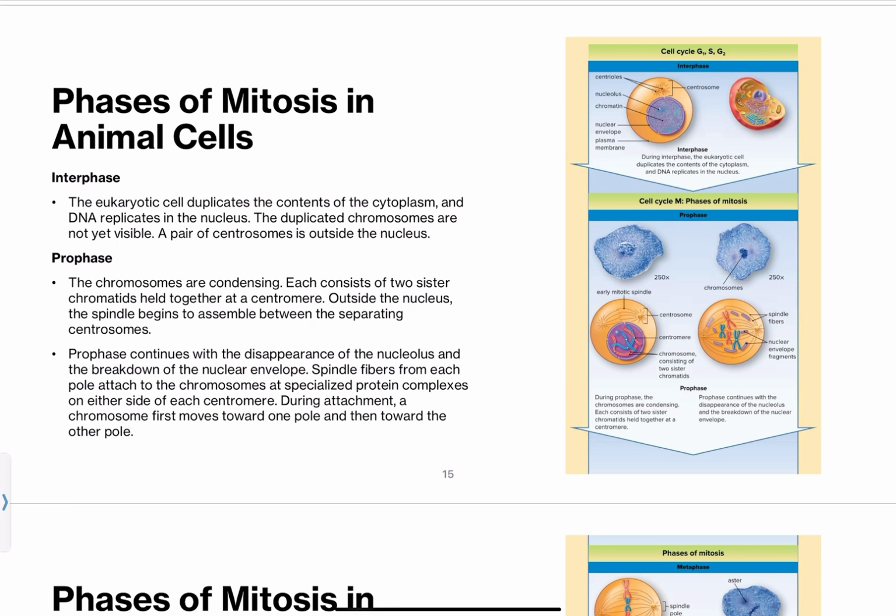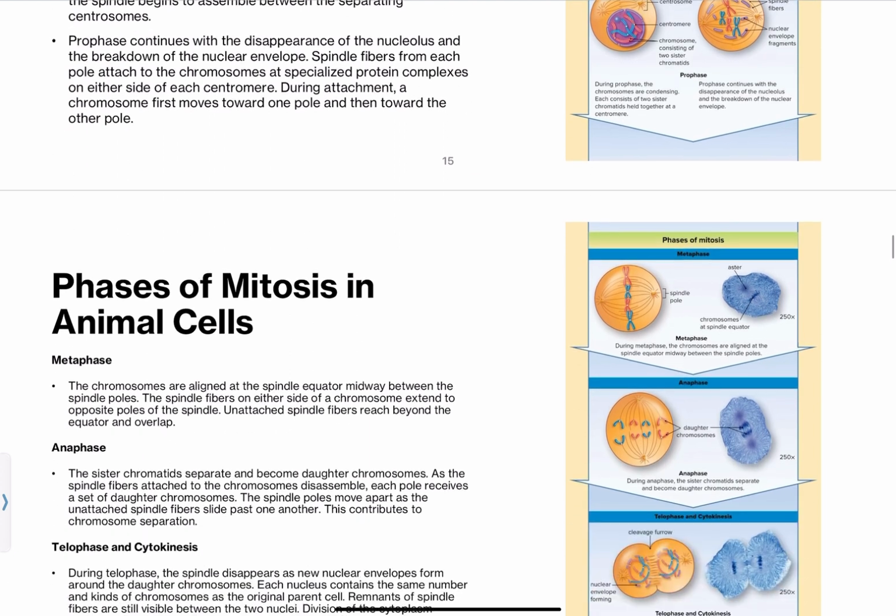We have spindle fibers from both poles of the cell that are going to reach out and attach to chromosomes at these special protein structures near the centromeres that are called kinetochores. So as this connection forms, the chromosomes may wiggle a bit. They can move slightly towards one pole and then the other as they adjust to the pulling forces from both sides.